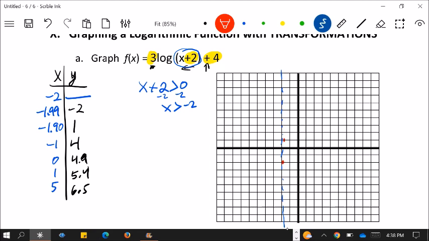Wow, that rose fast. Negative 1 is at 4. Yeah, that's rising definitely fast. 0 is at 4.9. Oh, it just slowed way down. 1 is at 5.4, which would be a little bit like that. And then I went out to a few farther numbers just to see. 5 is at 6.5.